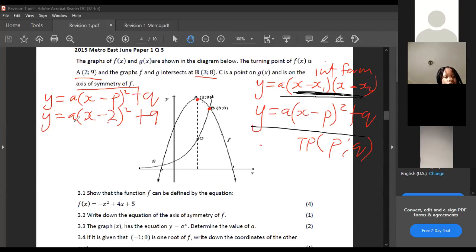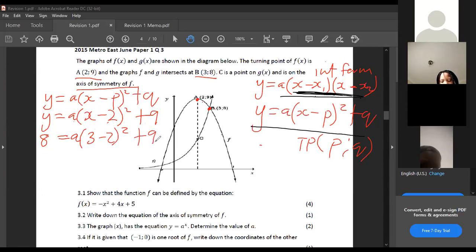Okay? Now I need to find a. How do I find a? I substitute a random point with coordinates 3 and 8. Random point 3 and 8. So 8 is equal to a(3 minus 2) squared plus 9.